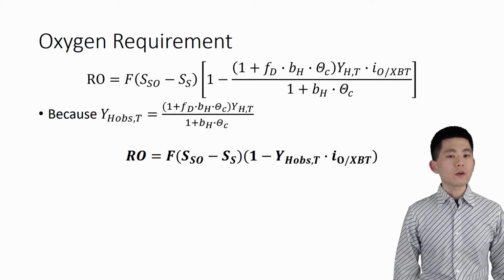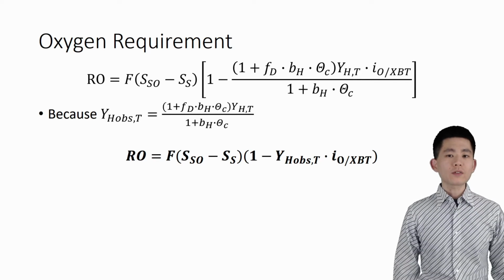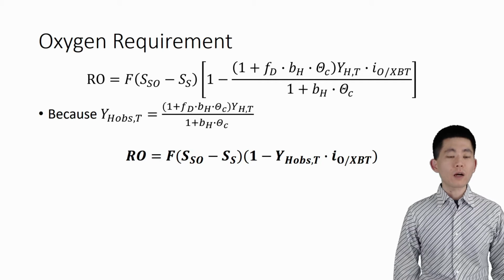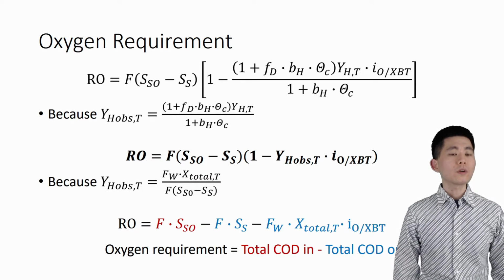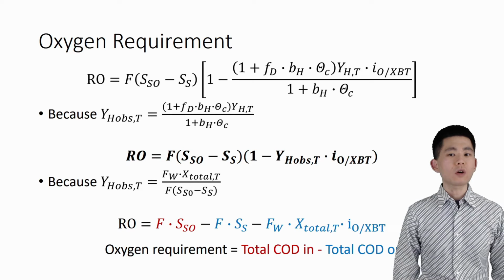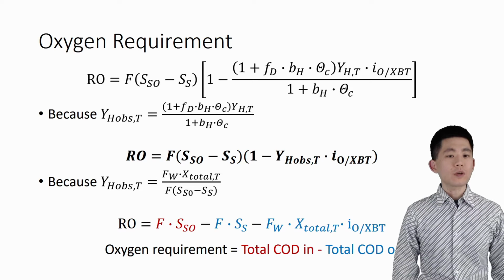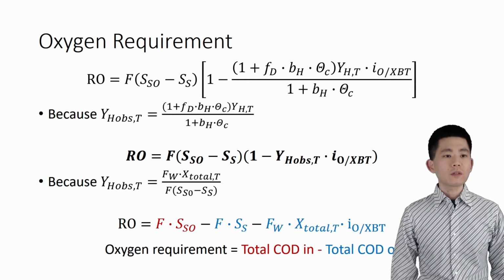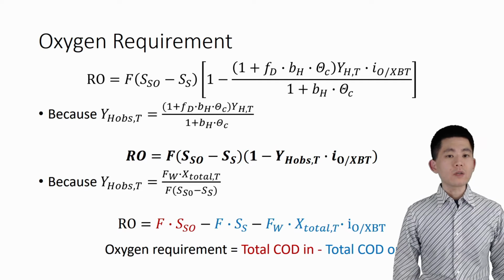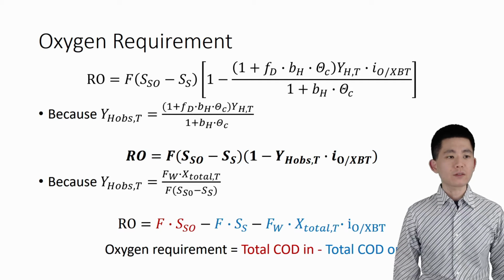Recall the expression for the observed yield. We can substitute to simplify the oxygen requirement equation to this. But what does it mean? We know that observed yield is the generation of total biomass divided by the consumption of substrate, considering decay and maintenance. So we can transform the expression of RO to this. It means the amount of oxygen consumed in the reactor equals the total COD fed to the reactor minus the total COD coming out of the reactor.